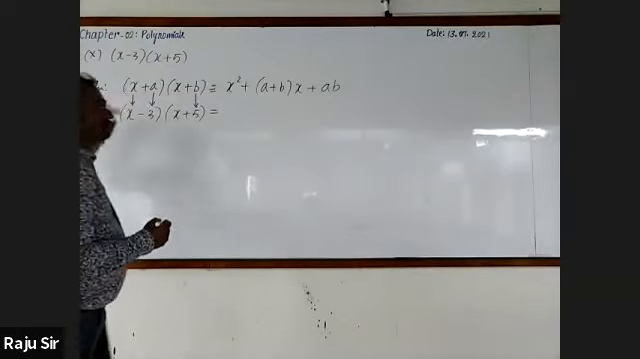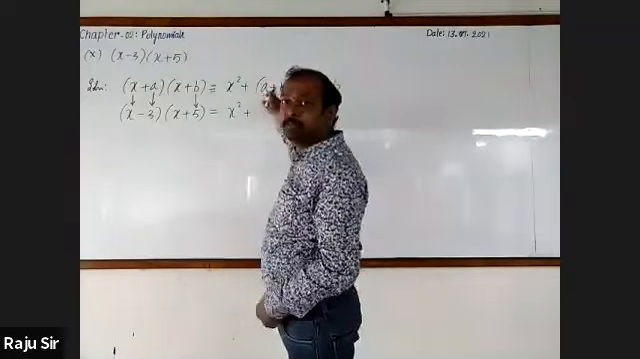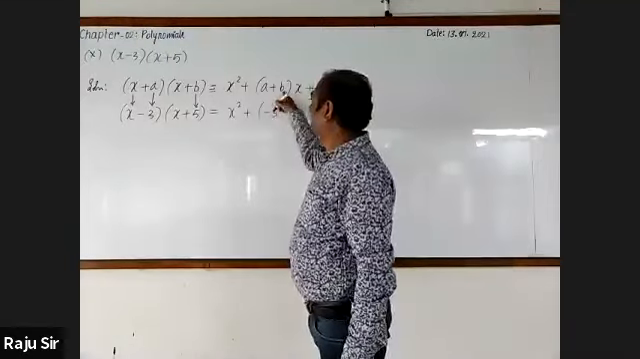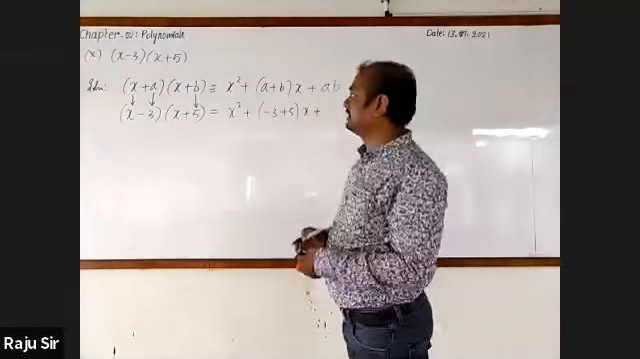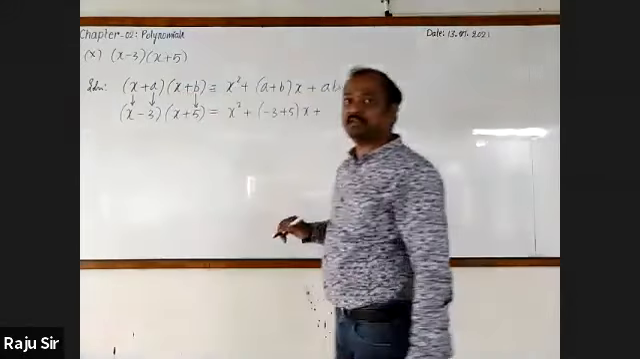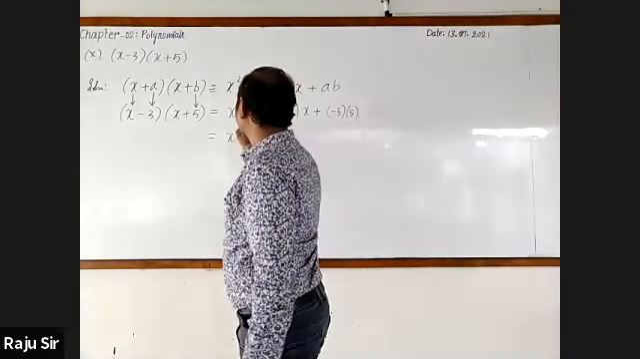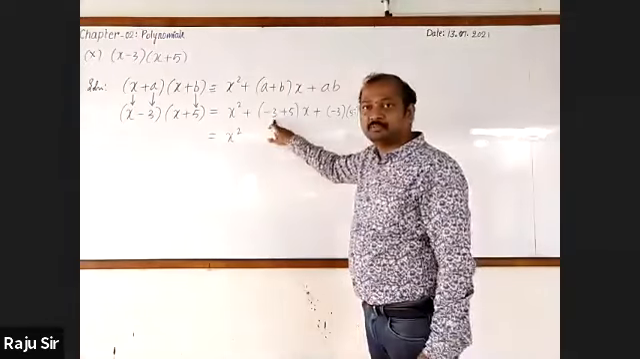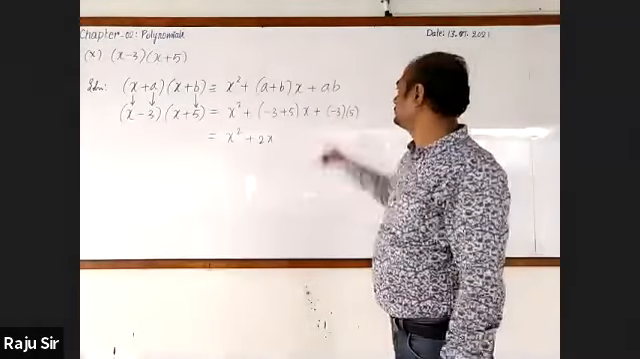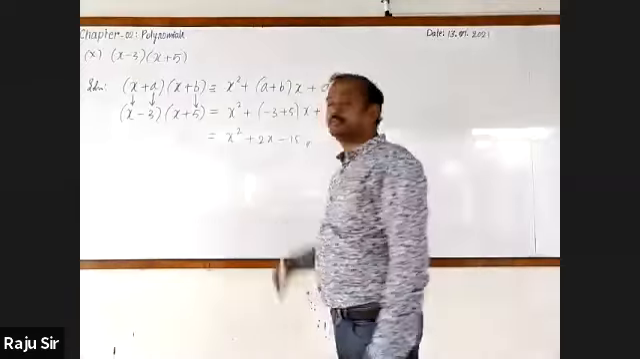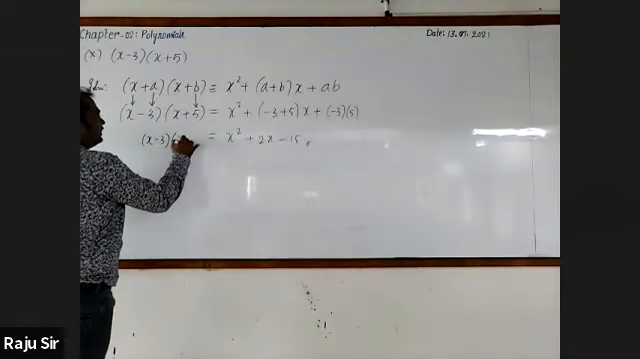Observe and go writing with me. It is x squared as it is, plus (a plus b), where a is minus 3 and b is 5, into x, plus ab, minus 3 into 5. It is equal to x squared plus 2x minus 15. Very good. It is already in standard form: (x minus 3) into (x plus 5).